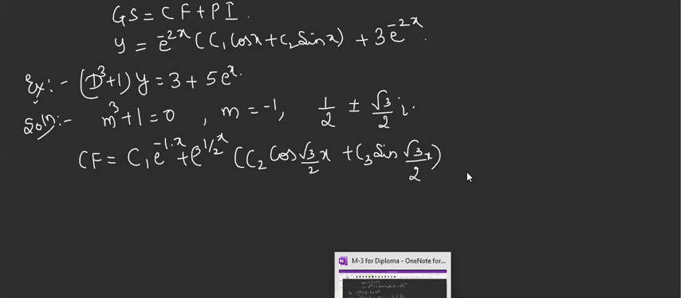Now PI. This is important. 1 upon what should be written? D cube plus 1. Then see, this is a constant. How can I adjust the exponential function along with a constant? How can I write some exponential function so that it matches? I have 3. How can I write it? Think about it. e raised to 0, ma'am. Very good. If I write e raised to 0x, is it 1?